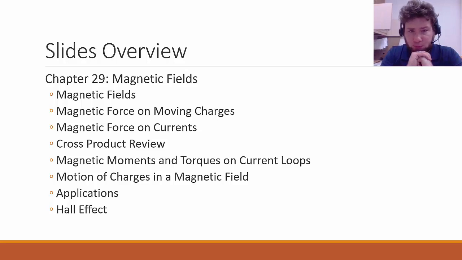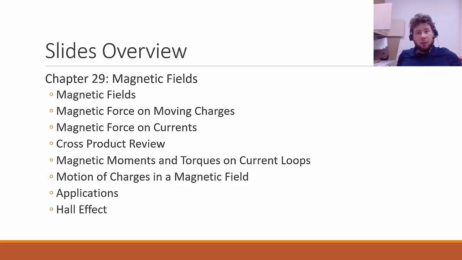Then we'll get into a review of cross products, because you'll find that cross products are going to show up all over the place in magnetic stuff. So we'll talk about unit vectors and how they show up, properties of cross products, and so forth. And then we're going to move into magnetic dipole moments and the torques on current-carrying loops.